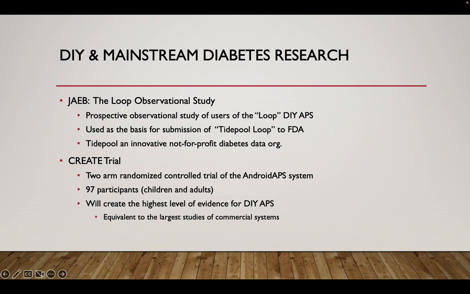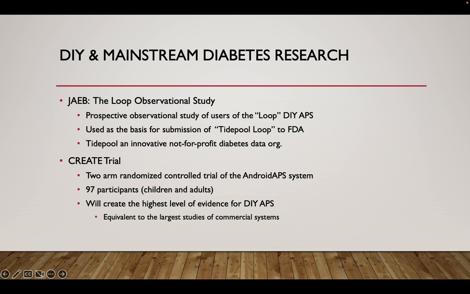I'll declare my conflict here. I was one of the investigators on the CREATE trial. This was really the gold standard evidence. So a two-arm randomized controlled trial of the Android APS system. So we had an intervention arm and a control group. They had access to similar technologies, but only the intervention arm had automation. The others were having to do everything manually.